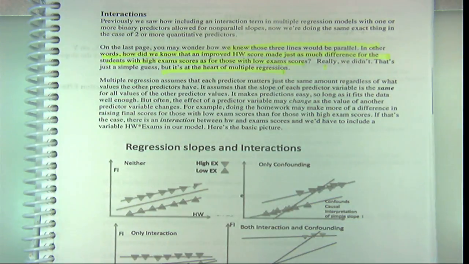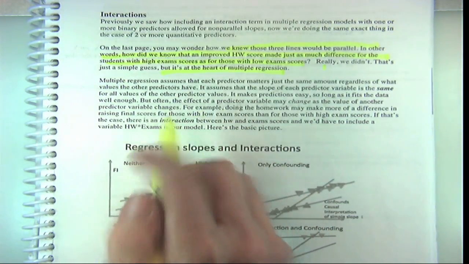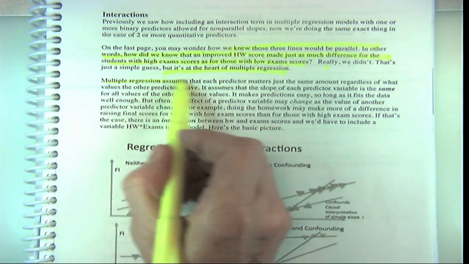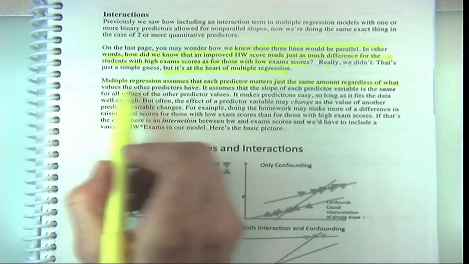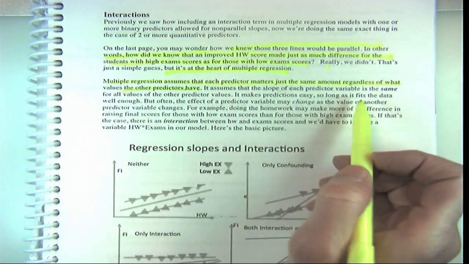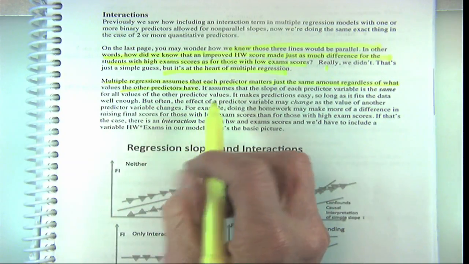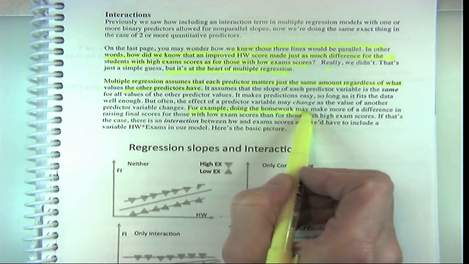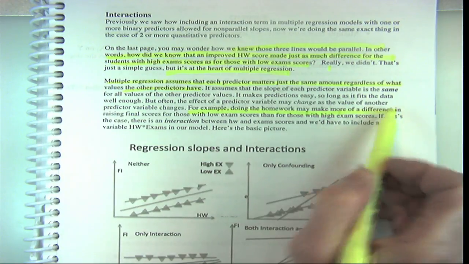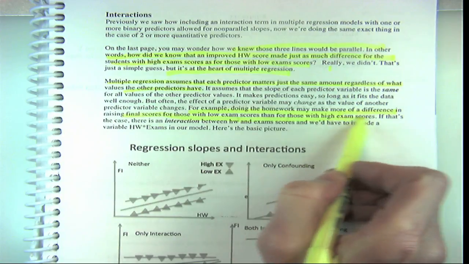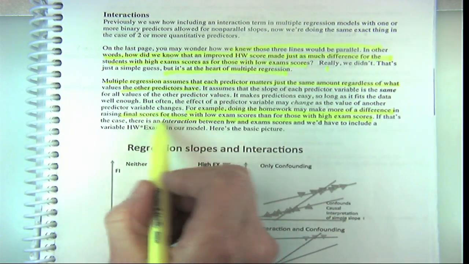Unless you add an interaction term, which is a multiplicative term. Multiple regression assumes that each predictor matters just the same amount regardless of what the other predictors have. So it assumes those parallel slopes. But what if it doesn't? For example, it's very possible that doing the homework may make more of a difference in raising final scores for those with low exams than for those with high exams. If that's the case, then there's an interaction.